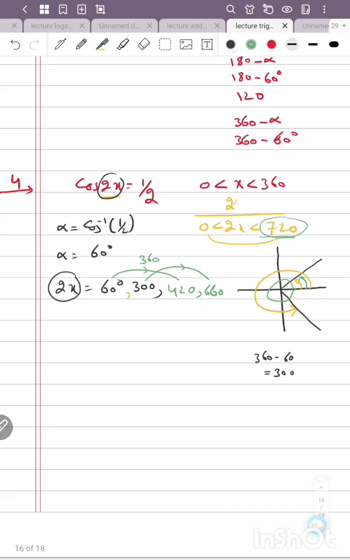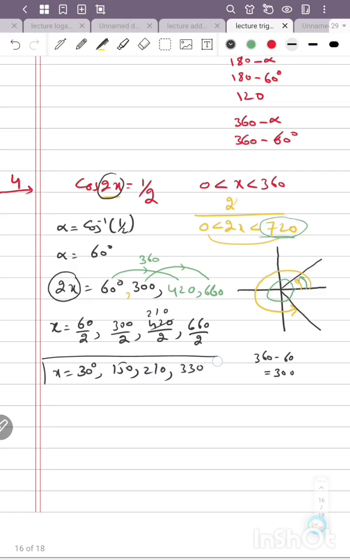But one more thing: because this is 2x, we need only the x answer. So we divide 60 by 2, 300 by 2, 420 by 2, and 660 by 2. We get the answers 30 degrees, 150 degrees, 210 degrees, and 330 degrees. We get all these answers.